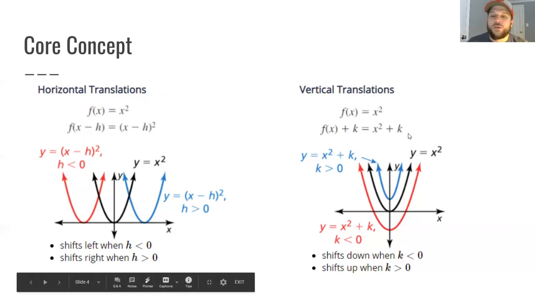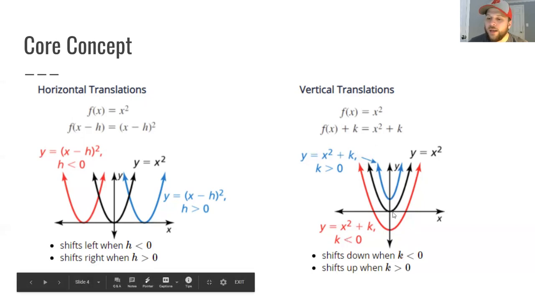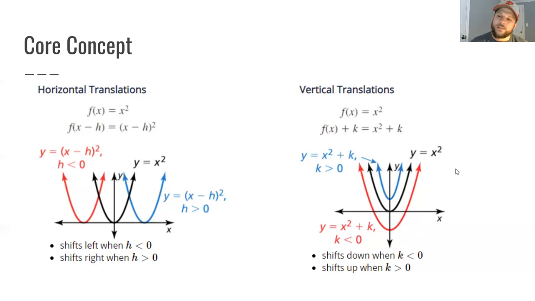Then vertical is you do exactly the way you see it. So anytime you're adding a number k to the outside or your outputs, if you're shifting up, that k is going to be positive. So let's say you're going up 2, this would be x squared plus 2. Then to go to the red equation, if it was less than 0 or negative, then it would just be x squared minus 2 to indicate down. So horizontal, inside the parentheses is opposite. Vertical, outside, you do exactly what you see.